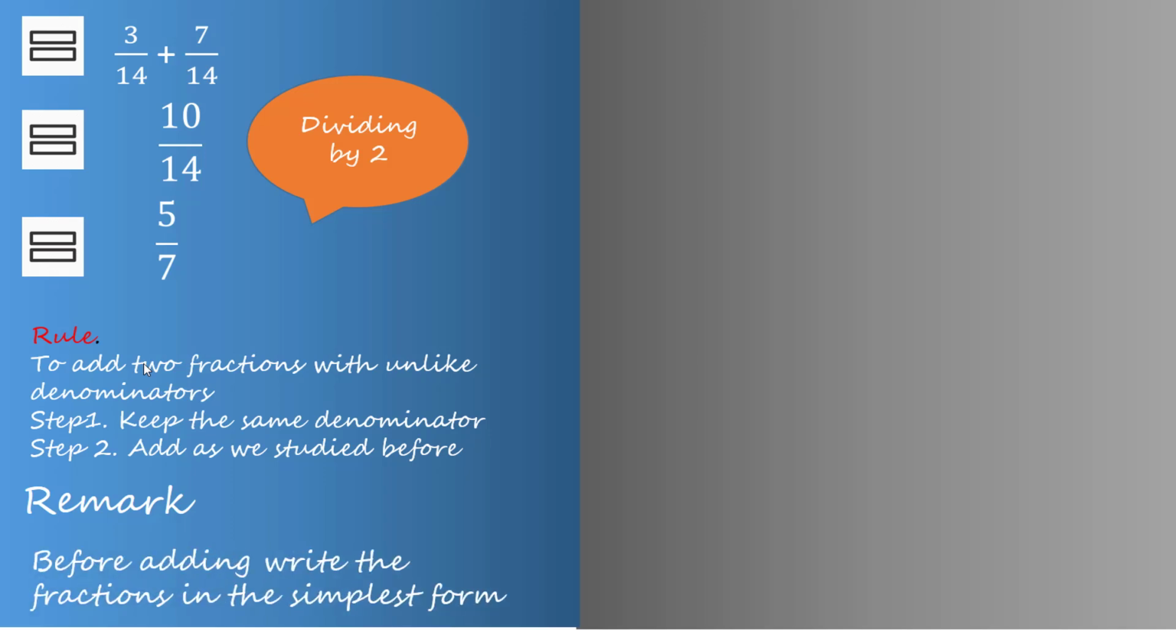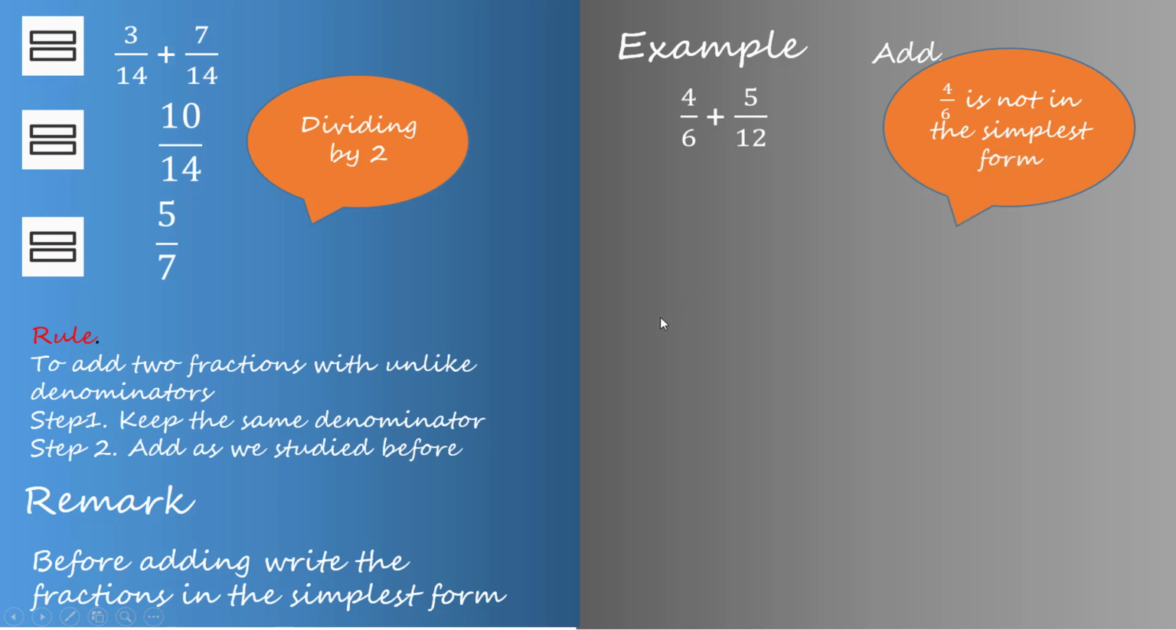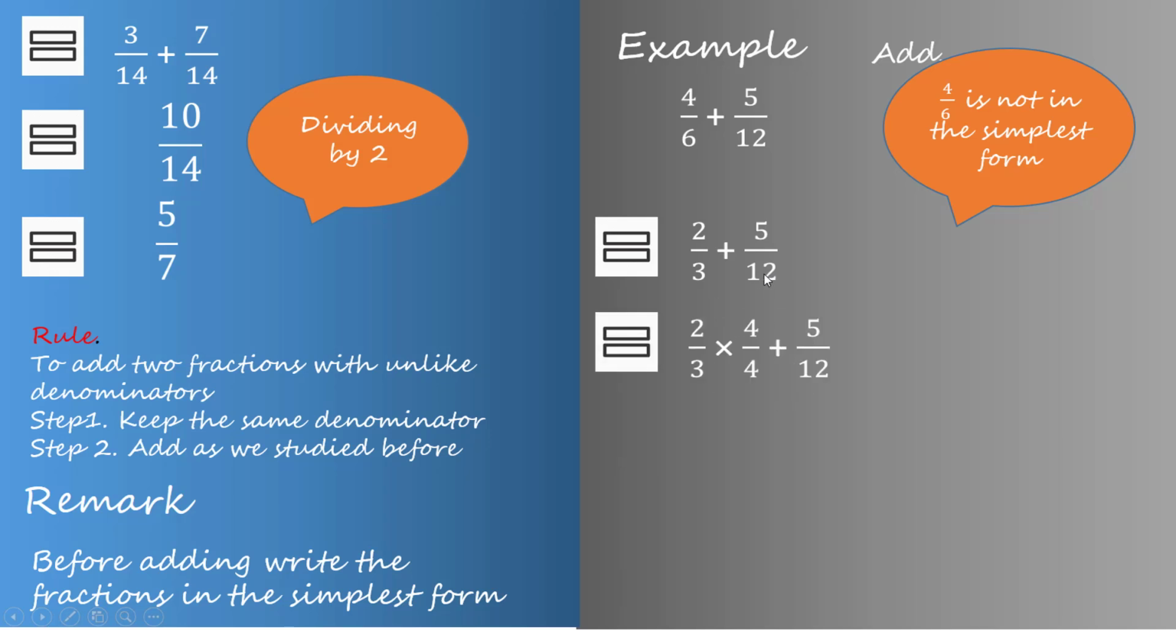Remark: before adding, write the fractions in the simplest form. Look here, if we have a fraction that is not in the simplest form, like this example, 4 over 6 plus 5 over 12. 4 over 6 is not in the simplest form. We can divide here by 2, so it will be 2 over 3 plus 5 over 12. And we can find the equivalent fraction of 2 over 3 by multiplying by 4 to make the denominator 12. So it will be 2 over 3 times 4 over 4 plus 5 over 12.